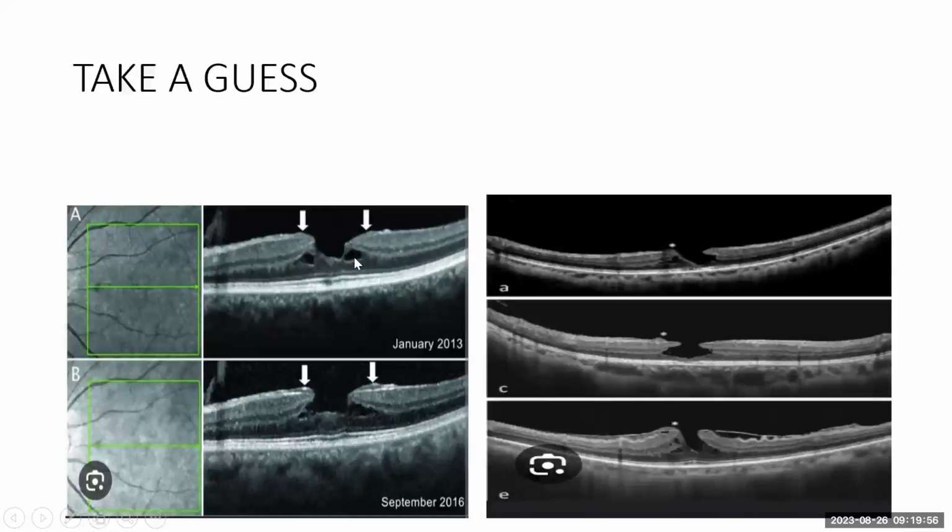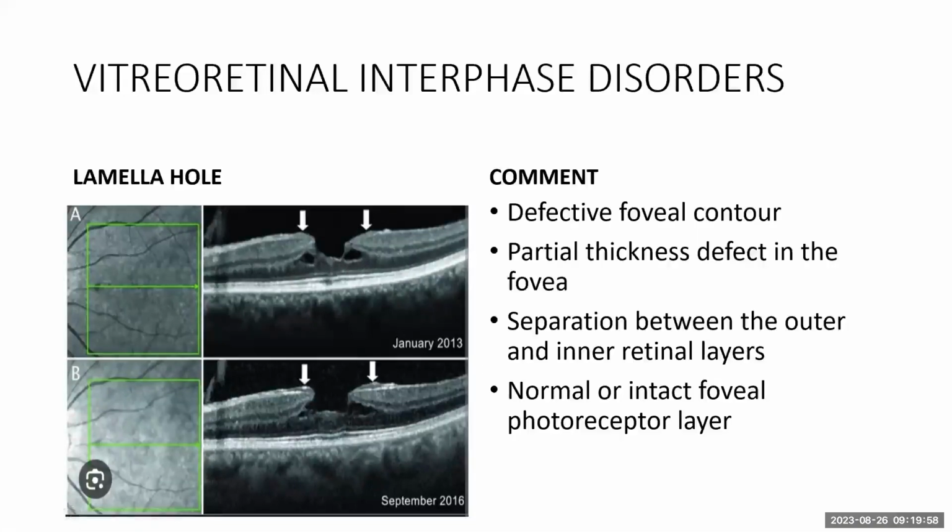If a hole does not go through and through, it's a lamellar hole. So it means it has occurred in a part of the macula, a lamella of the neurosensory retina, and in this case, just the outer nuclear layer, okay?